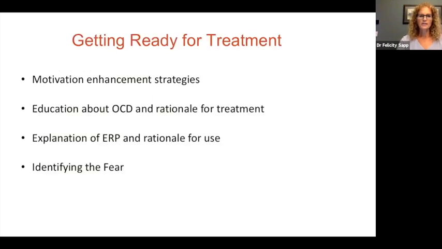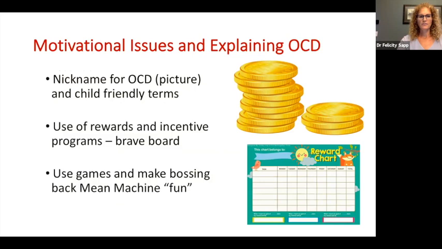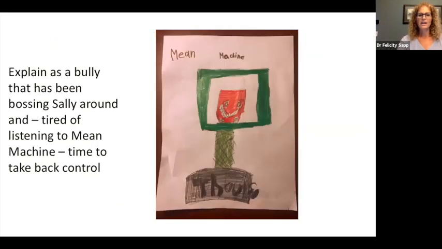Initially, I talk a little bit about getting ready for treatment. With Sally, given her age, we talked in child-friendly terms, talking about OCD as a bully that was bossing her around. She came up with the nickname of Mean Machine. This is a picture of her Mean Machine, and at the bottom he's saying, you're going to get sick. We talked about Mean Machine as a bully who had been bossing Sally around. And aren't you tired of listening to him? Now it's time to take back control.